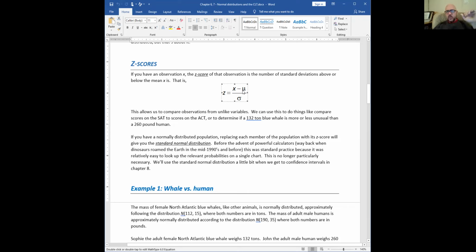X minus mu is just the raw distance between those two things, right? If I want to know how far apart X, my observation, and the mean are, I just subtract them. To scale that so that we are measuring in standard deviations, we divide by the standard deviation. Now you might say to yourself, I don't understand why you're dividing by the standard deviation. Think of it this way.